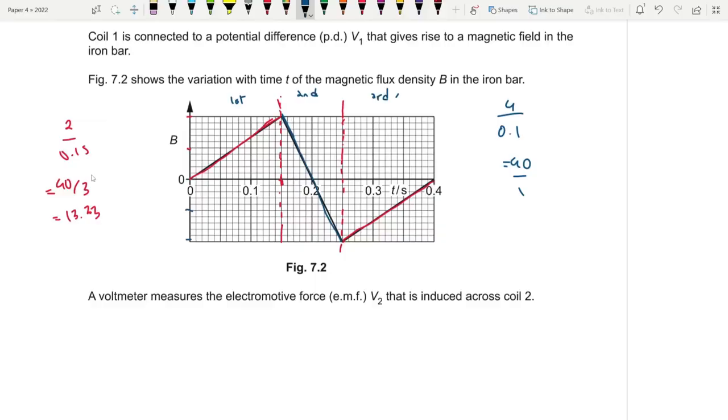Okay, so the magnitude of gradient in the second section is 3 times the gradient of the first and third section. Also, you need to pay attention to the direction. In the first section, it's actually positive gradient, so we'll get a negative voltage, and vice versa in the second section.